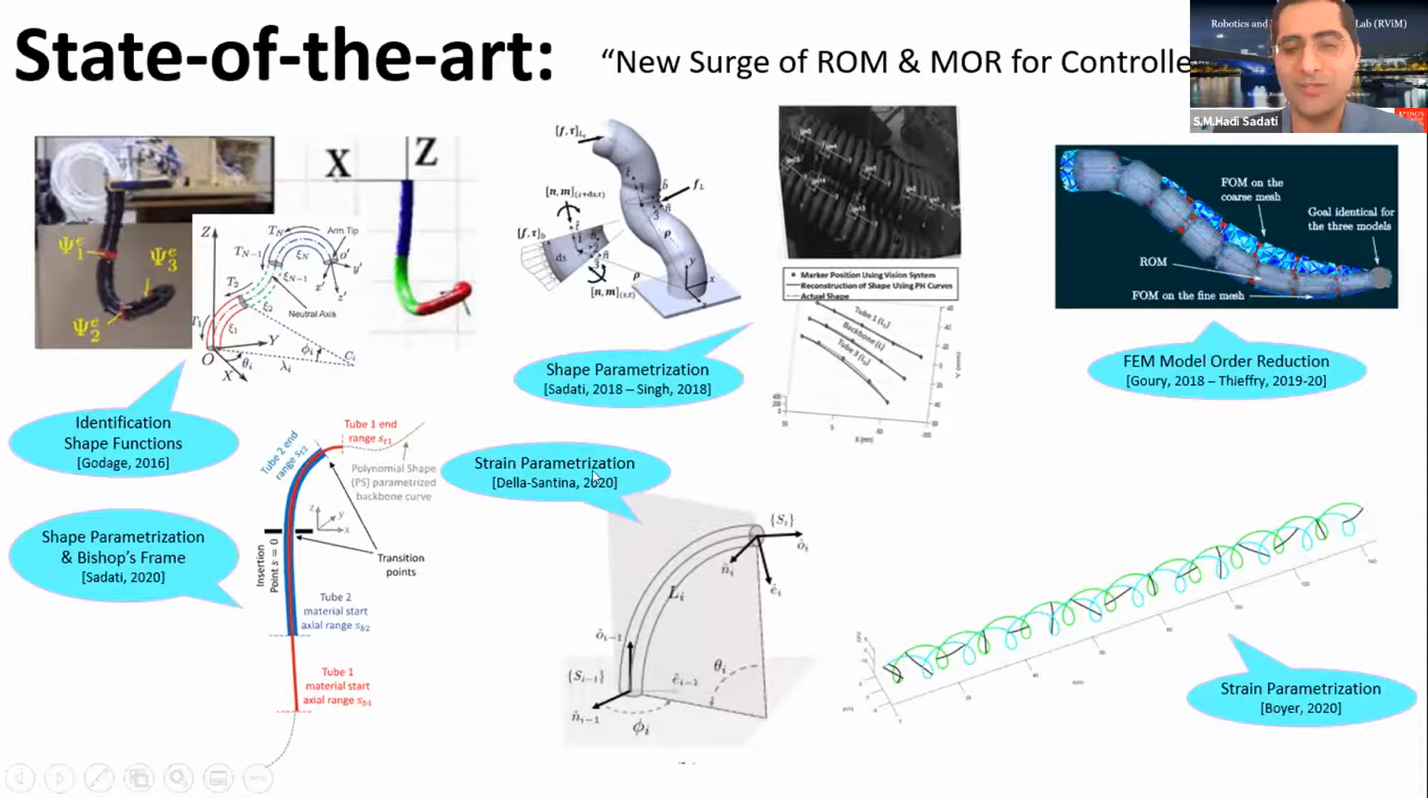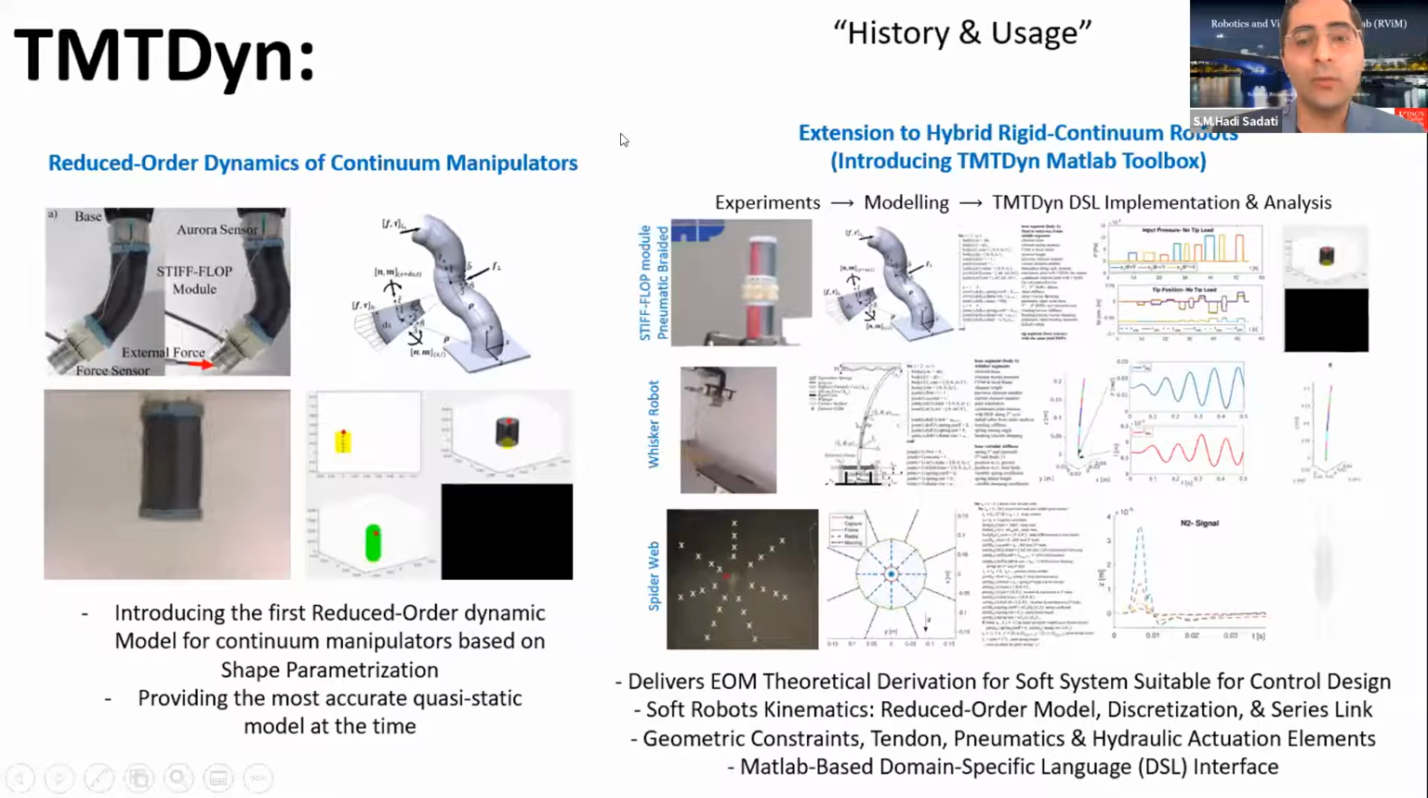Well, I named it strain parameterization. Sorry, Federico. Federico called it the piecewise variable curvature approach that you've already heard about. Well, there has been a lot around, and it has been a cumbersome task to model continuum manipulators.